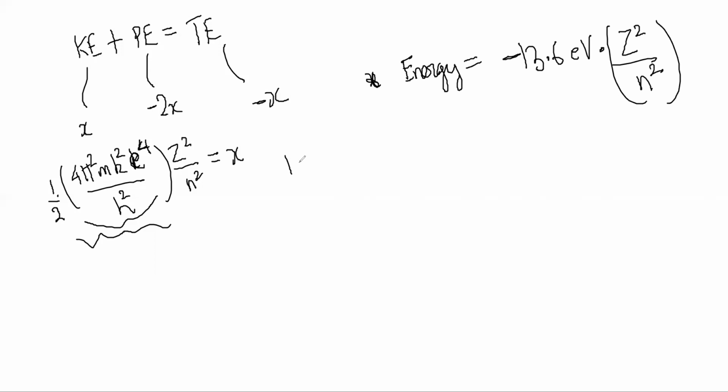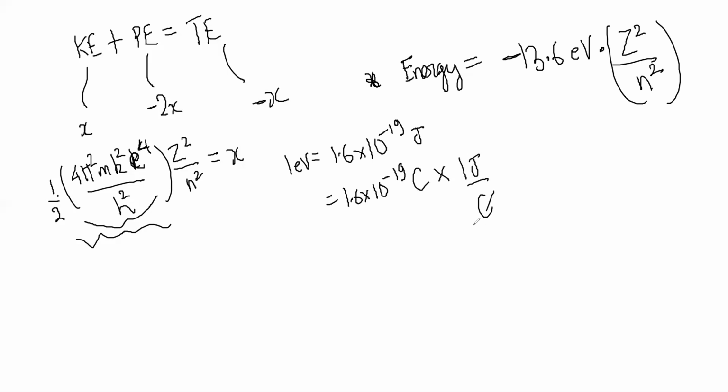And 1 electron volt is how much energy? 1.6 into 10 power minus 19 joule. Why is that? Because the electron's charge is 1.6 into 10 power minus 19 coulomb into 1 volt, which is 1 joule per coulomb. So 1 electron volt. Okay. So this is the energy in a Bohr orbit.